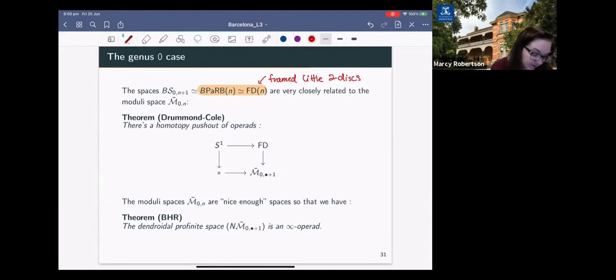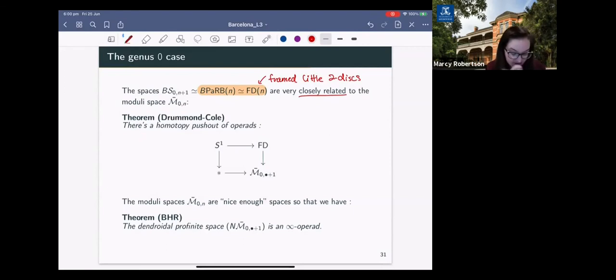And these are very closely related to the moduli space. This is the Deligne-Mumford compactified moduli spaces of genus 0 curves with n marked points, right? And what I mean by closely related is in this theorem of Gabriel Drummond-Cole, which says there's a homotopy pushout of operads. So this is of operads, where it basically like homotopically trivializes the circle, right? It's a nice way to say it. So going down to here to the moduli space.